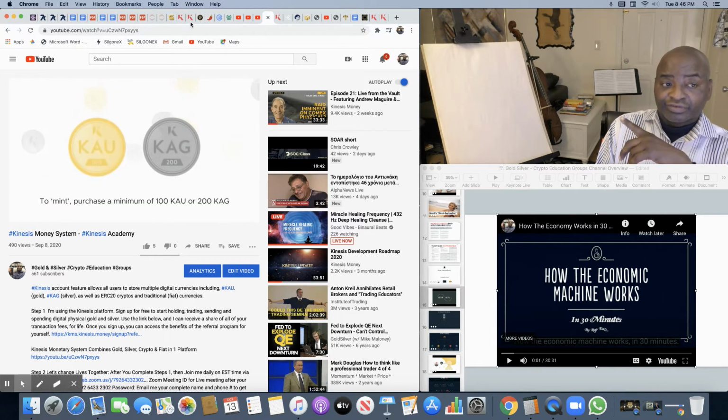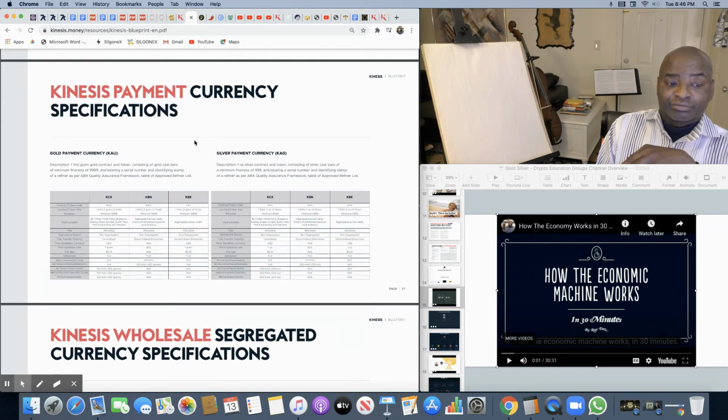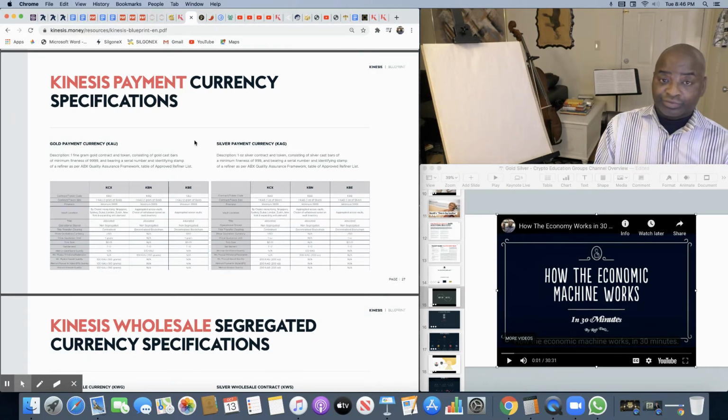And if for any reason you're not clear on any of it, you can visit the blueprint to get a deep dive on Kinesis for you to get a big picture. So the only thing left to do is to register your account, contact me for a Zoom so I can humanize the technicals for you.